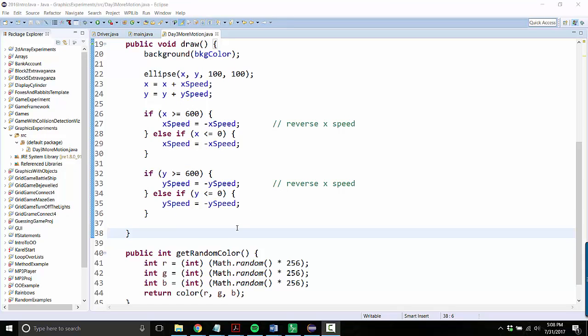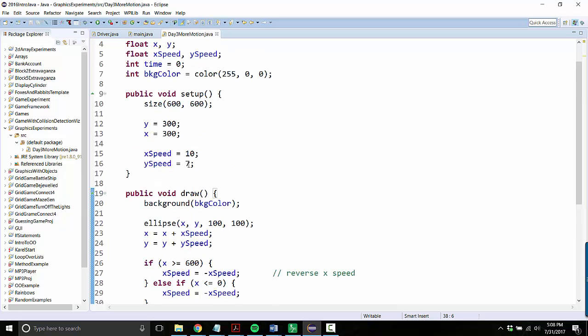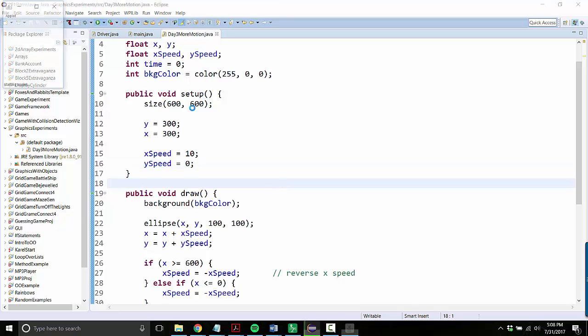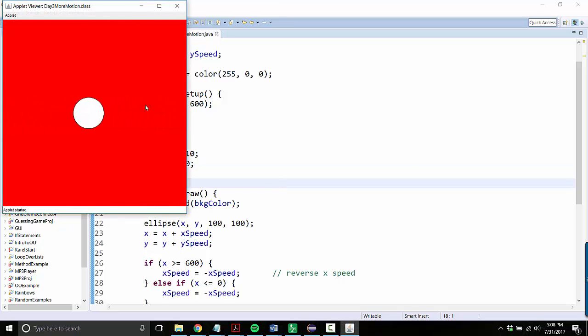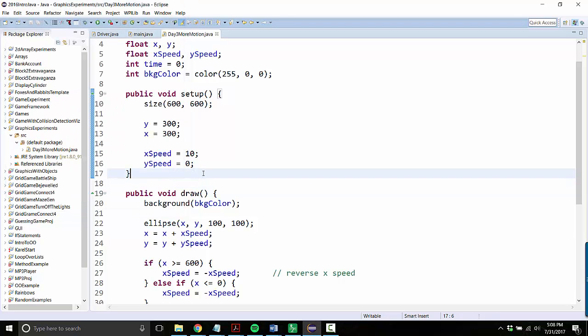Last but not least, let's make some gravity. So here's what I want to do. I want to start my y speed at 0, which means it's actually not going to move at all up and down anyway. All right, so what is gravity? Gravity is an acceleration that pulls you downwards. So it's increasing your downward speed.